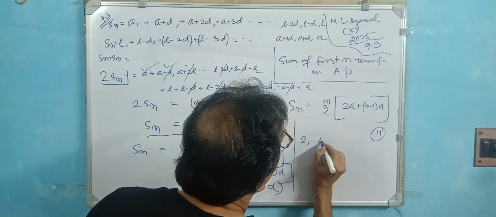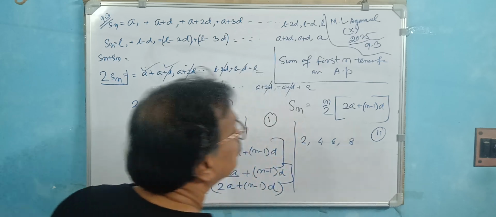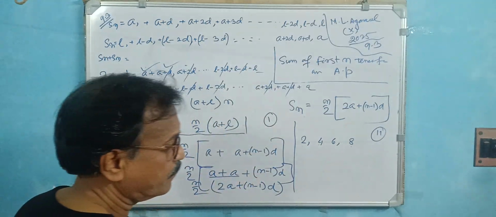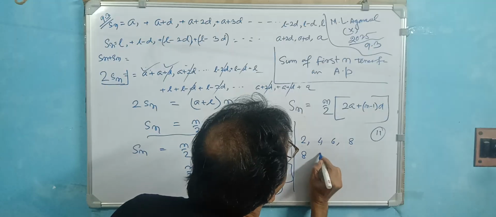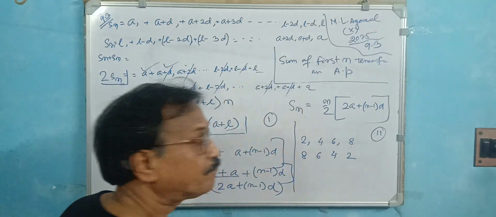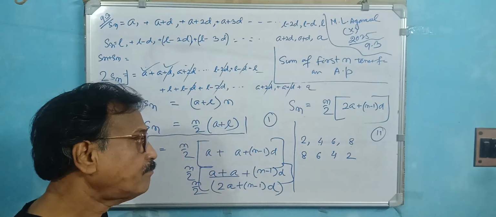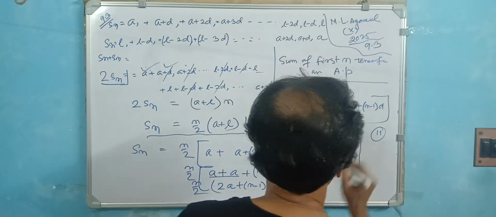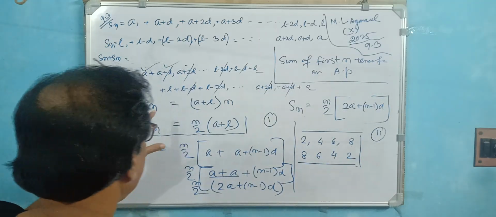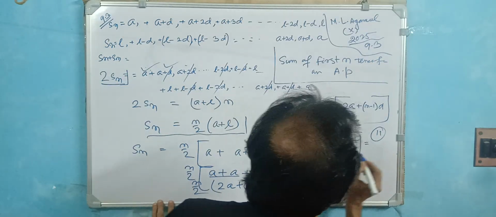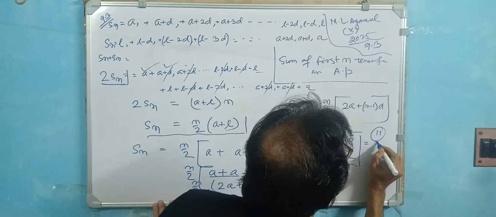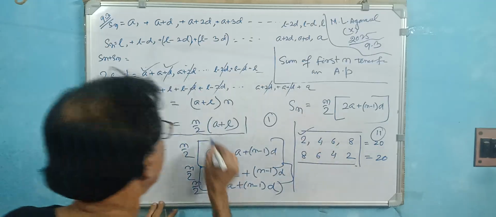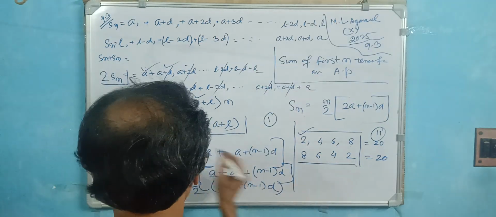This is 2, 4, 6, 8. Give an example. This is the first term, second term, third term, fourth term. So if you just reverse it, 8, 6, 4, 2. Clear? This is the reverse. Now, what is actually applying the formula? If you just add it, here is also 10. What is the first term? 2. This is the Sn formula.